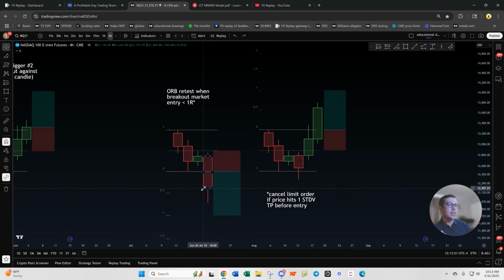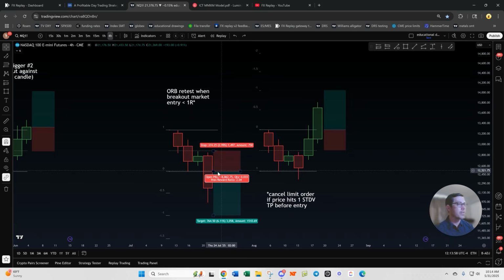The only nuance is if it goes to 1 standard deviation before it comes in to retest, just cancel your limit order. Same thing we did for the Venom model.